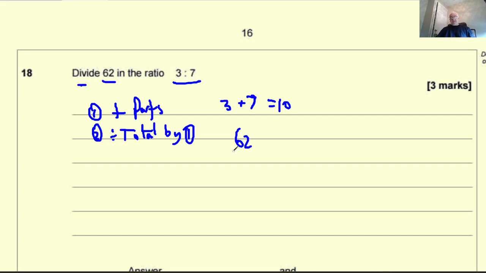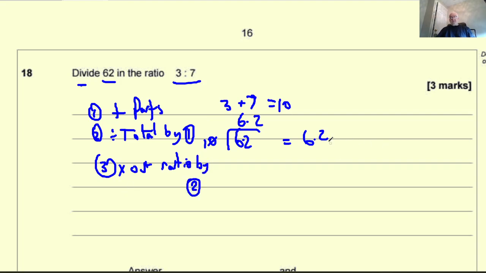So I'm going to do 62 divide by 10. Well, 10 goes into that 6.2 times. Okay, so my answer is 6.2 is 10%, or dividing 62 by 10. And rule 3, multiply out the ratio by the answer to part 2. So 6.2 was the answer to part 2. So I'm going to do 3 times 6.2, ratio 7 times 6.2.